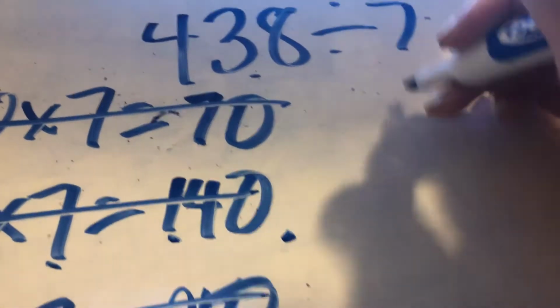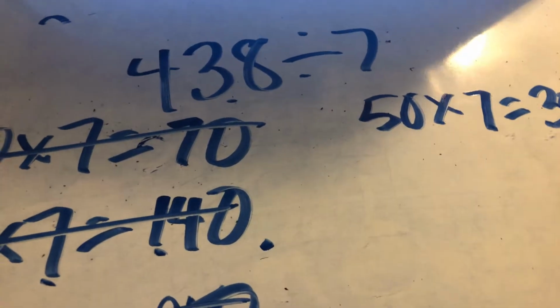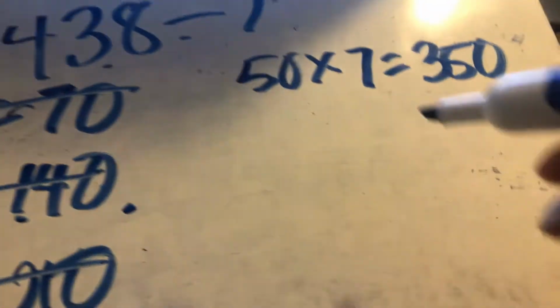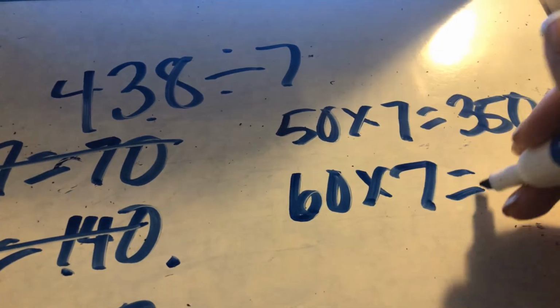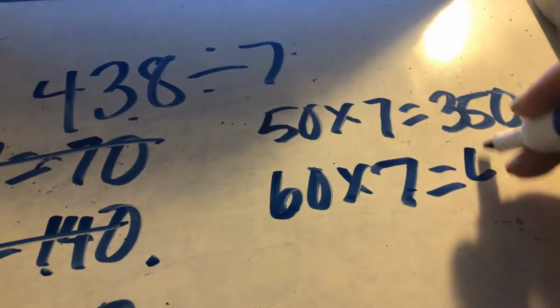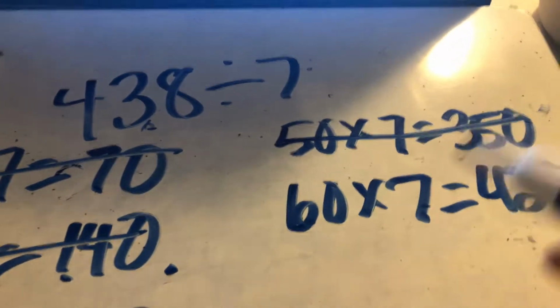Let's see what the next one is. 50 times 7, 350. We're close, but we're not there yet. Okay, how about 60 times 7? Well, 6 times 7 is 42. Add the 0, we get 420. We're close. Now we're close. So this one's going to cross out.